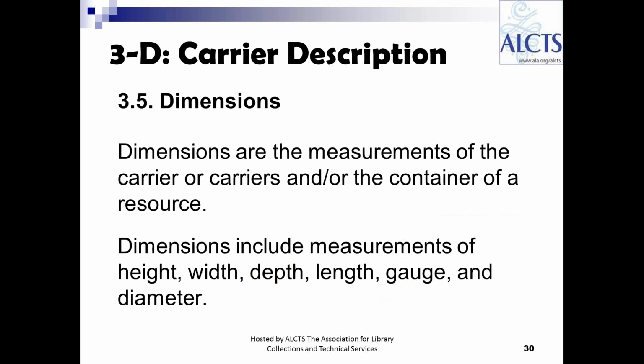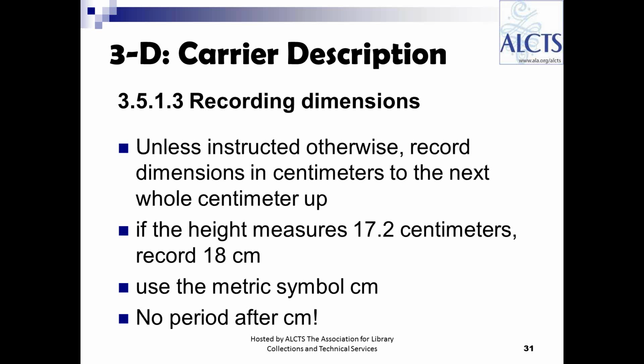It's also important to record the dimensions of the object or objects so patrons have some idea of how big the thing is that they're going to get. In RDA, dimensions include measurements of height, width, depth, length, gauge, and diameter. RDA tells you to use centimeters, so your metric illiterate patrons still won't know how big the thing is that they have to carry home. However, as in AACR 2, round up your measurements. Remember to treat cm as a symbol rather than an abbreviation.